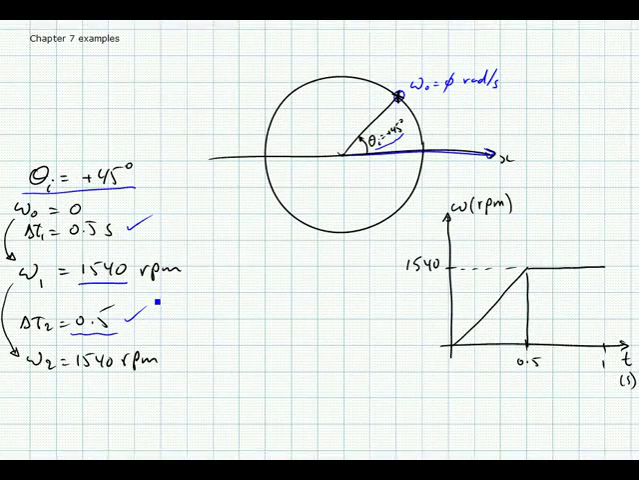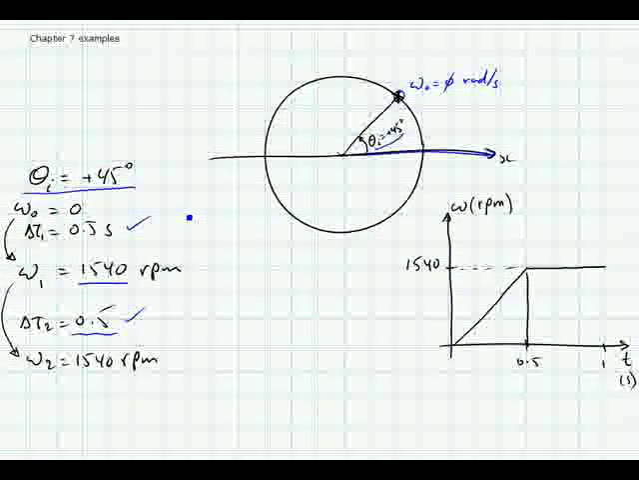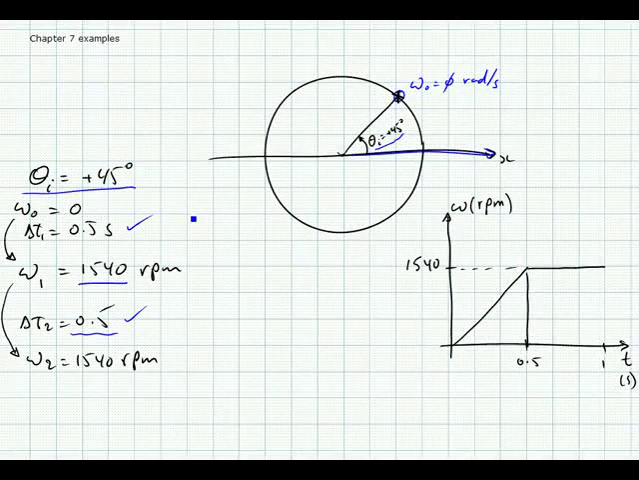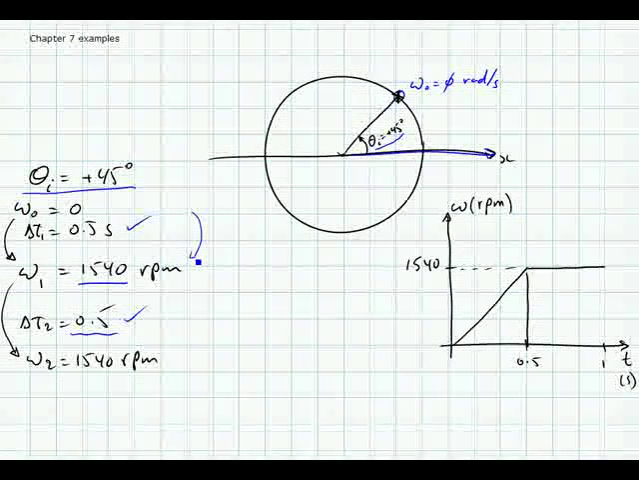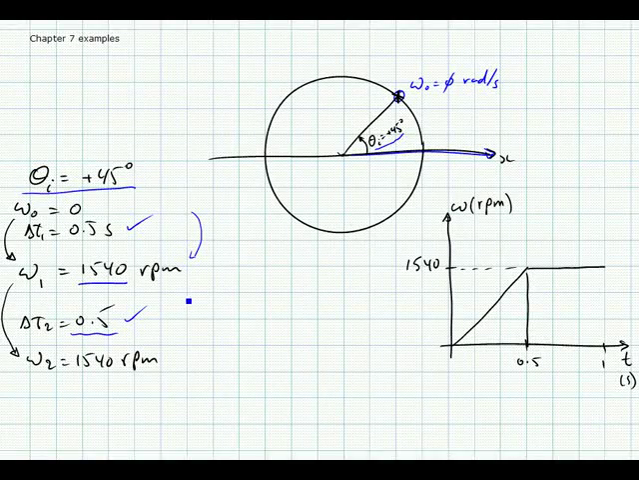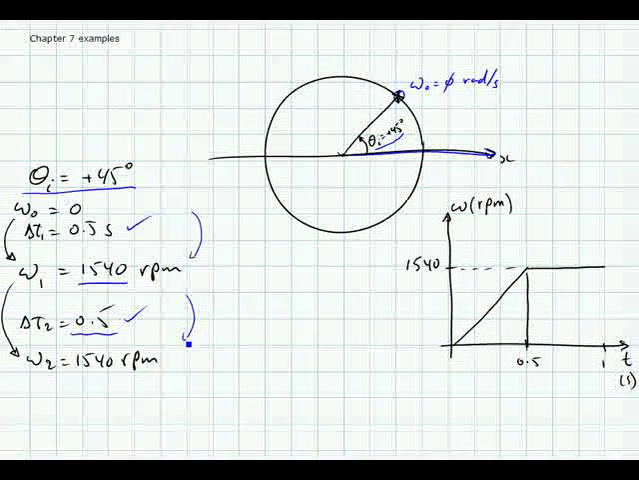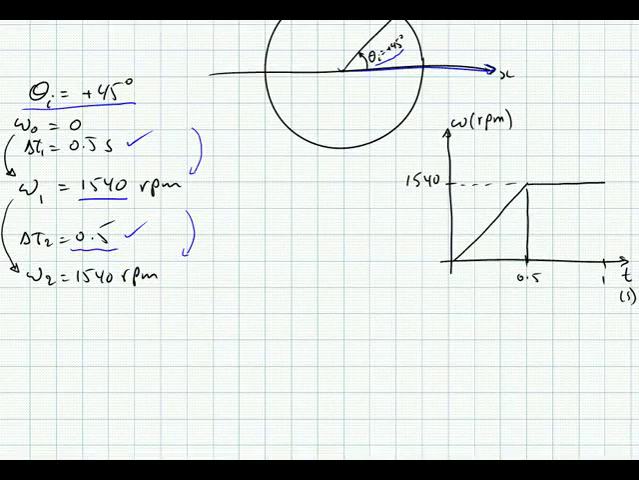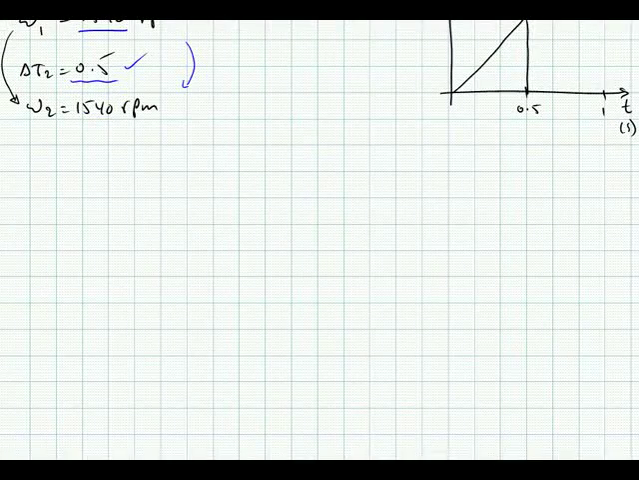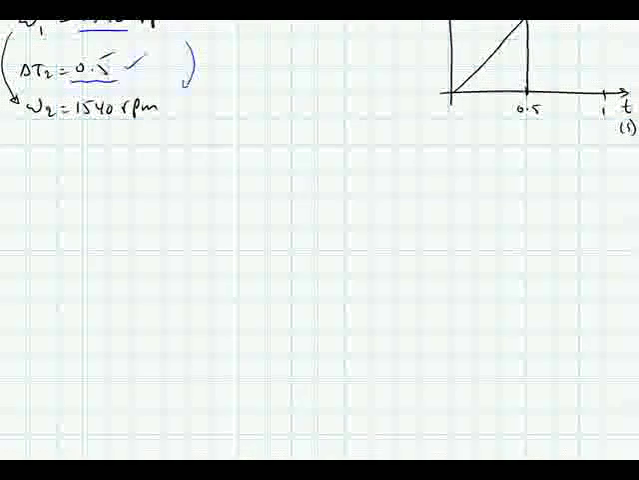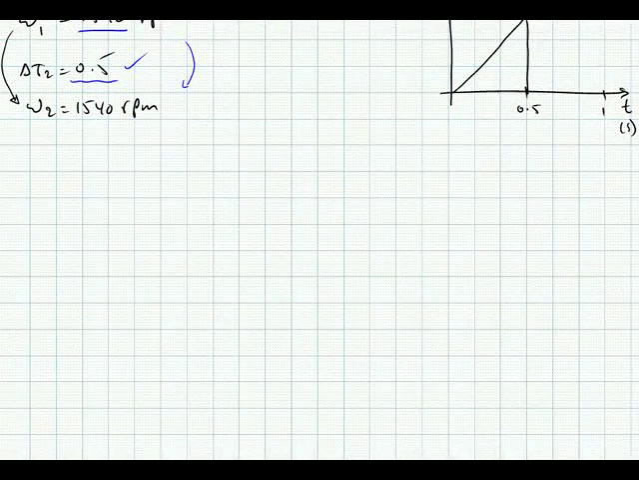Now remember, for the first half second the object was speeding up, was winding up, and for the second half second it was continuing at constant angular velocity. Before I solve this problem, let me say that what we learned in the case of linear motion is also valid in the case of circular motion.